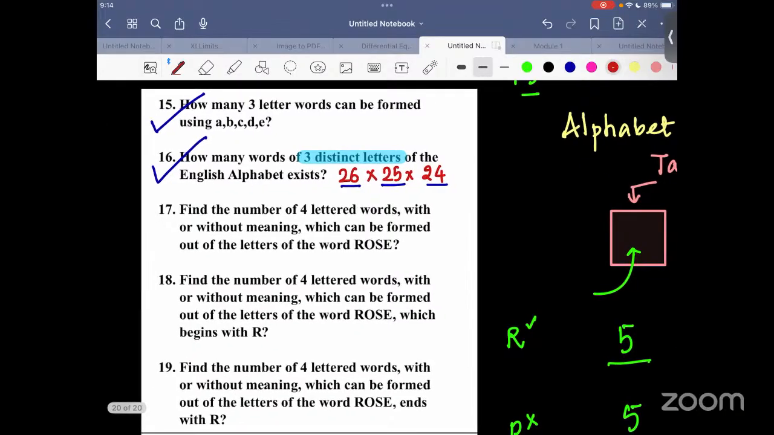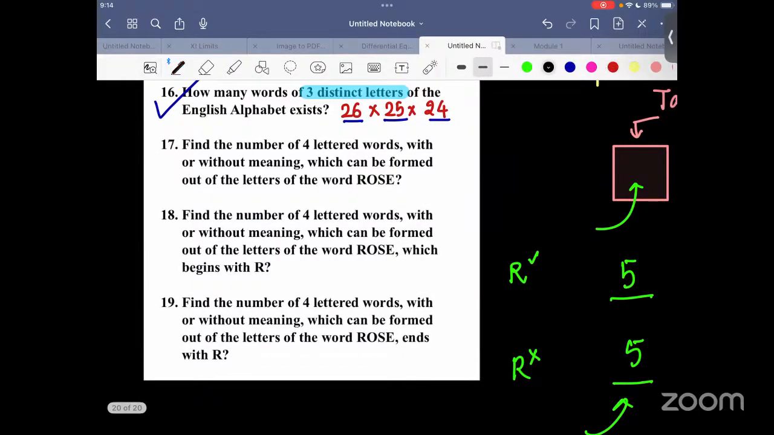Now, question number 17. 4 into 3 into 2 into 1. Very good. Four places. Any four, three, two, one. It is very easy. Who can come in the first place? Any four can come. ROSE. After that three, after that two, after that one. Work finished. Clear.